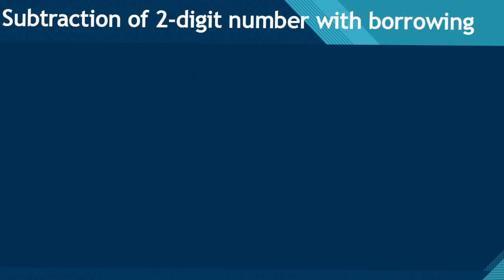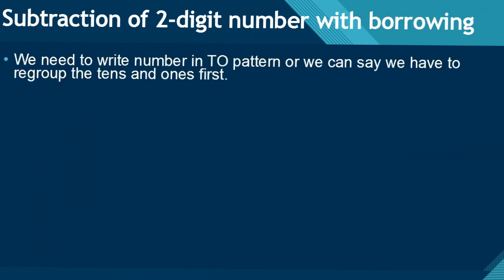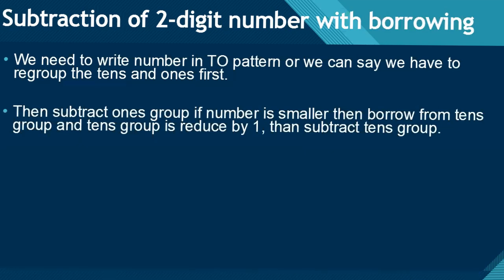Okay, so you have to follow some steps. Again, you have to write the number in TO pattern. It means we have to regroup the number into tens and ones. Then we have to subtract the ones group. If the number is smaller, then we need to borrow from the tens group, and then the tens group is reduced by 1, and then subtract the tens group. Now you need to understand this statement. First we need to subtract the ones group, okay, and then the tens group. So we will see this with an example, so you get a clear understanding.